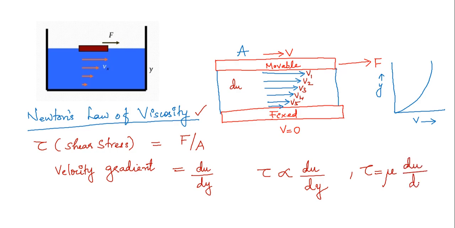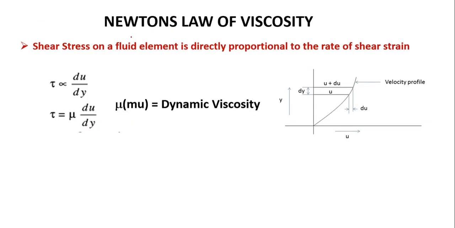Mu into du by dy. So this mu is known as coefficient of viscosity. So Newton's law of viscosity states that shear stress on a fluid element is directly proportional to velocity gradient or rate of shear strain. Rate of shear strain is also known as velocity gradient.